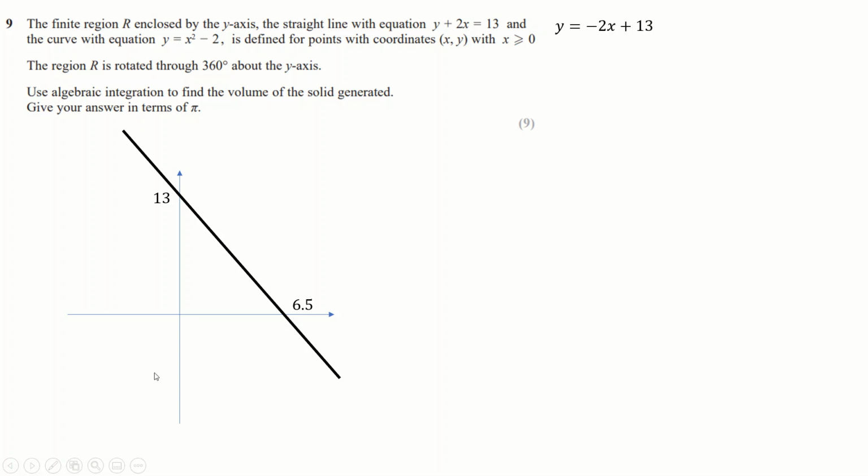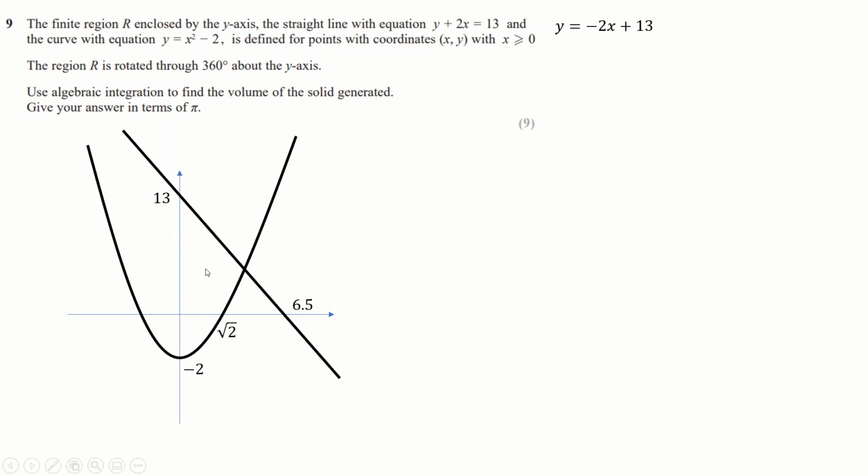x squared minus 2 is just a quadratic curve with intercept of minus 2 here. Now if I set that to be 0, I get x as plus or minus root 2, so that must be the two roots. Again, that could be helpful to me, so I'll just put that down. The region R is defined by the y-axis, this curve and this line.